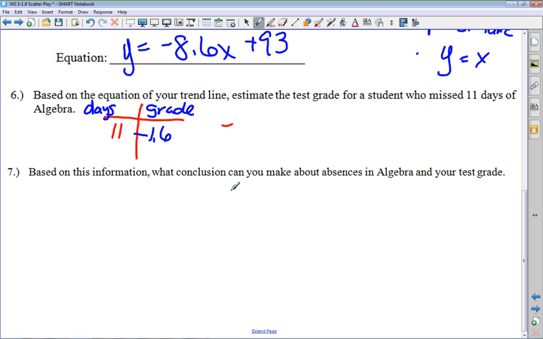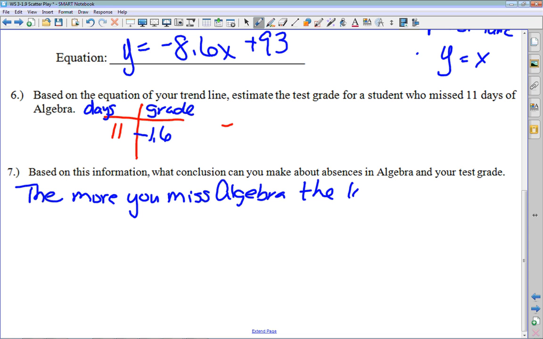Based on this information, what conclusion can you make about your absences in algebra and your test grade? Well, what happens the more you miss class? The more you miss algebra, what happens to your grades? The lower your grade.